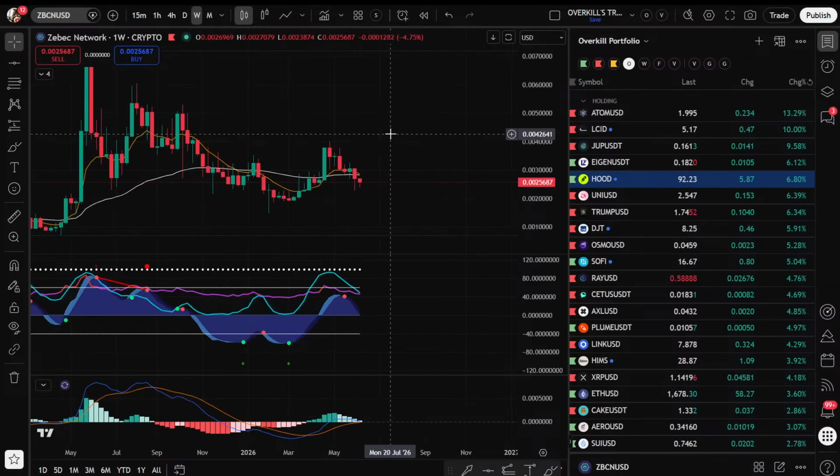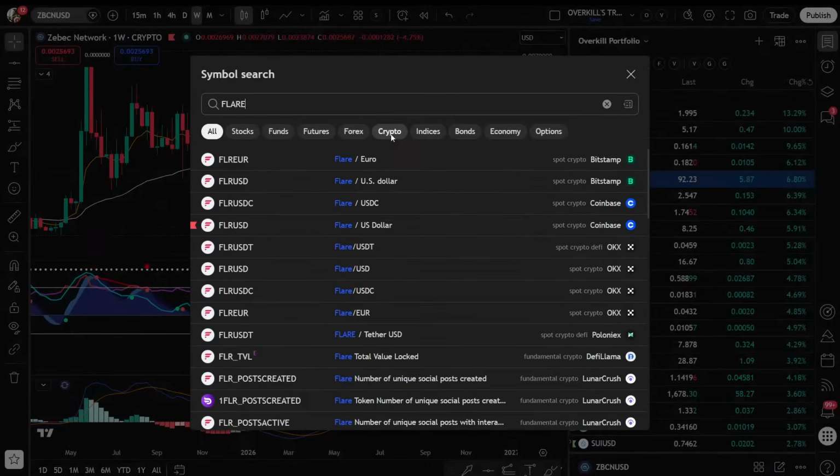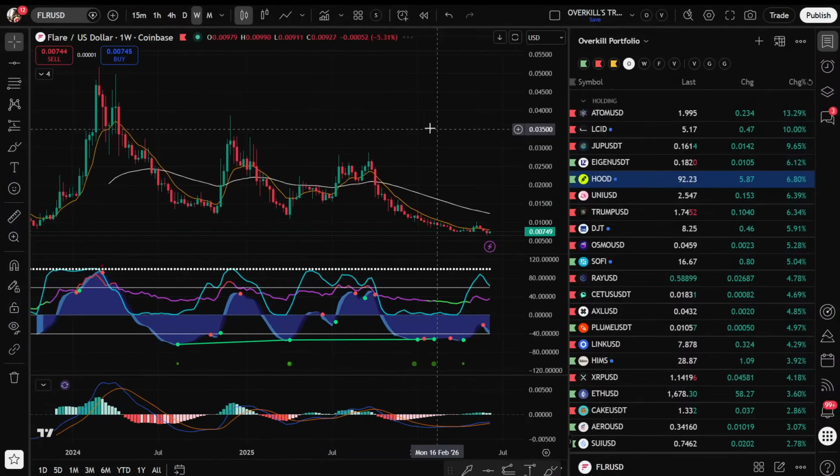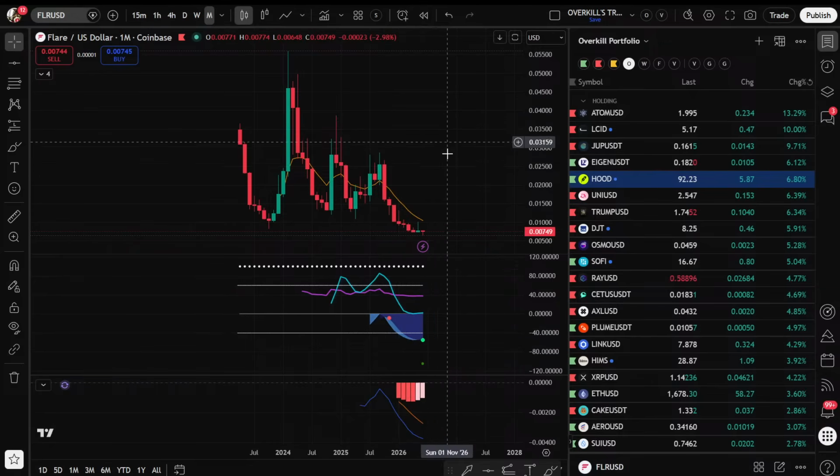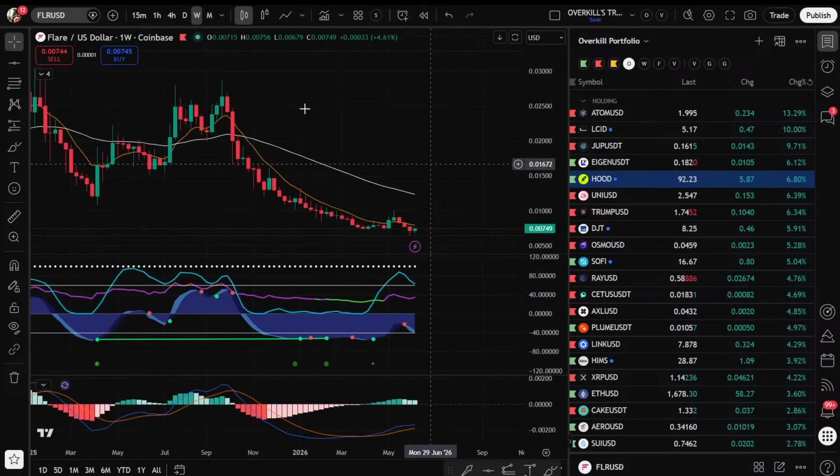I would watch for that. We just went over Dash. Here's one for Flare. I think you're talking about FLR. These guys just got listed on Robinhood, and they have a monthly alert. So yeah, I would be buying the crap out of Flare here.